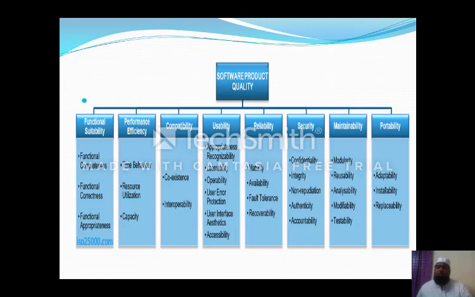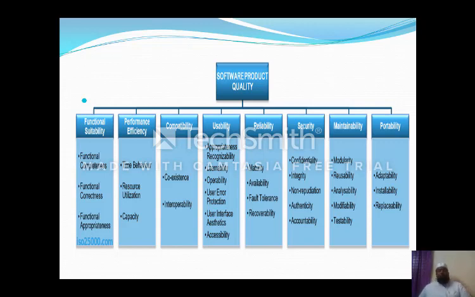Compatibility means that there should be coexistence of one factor with another factor, and interoperability among the components and the connectors. Usability: appropriateness, recognizability, and then learnability, operability, user error protection. So you have to see all these things as factors. User interface aesthetics and accessibility. Accessibility will play a vital role, because nowadays everything is touch and feel, such as your mobile phone, an Android version phone, which is accessible. Whatever the components inside the mobile, we can easily access them. So these are the factors which will work with usability. Interface design we have to consider.